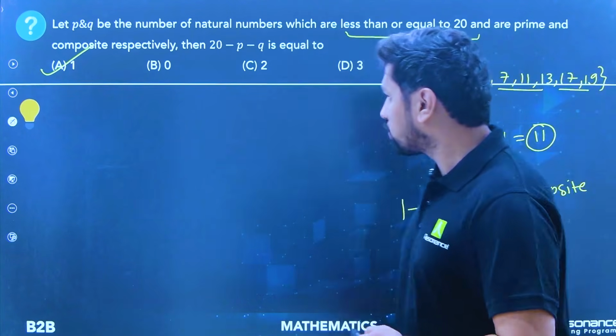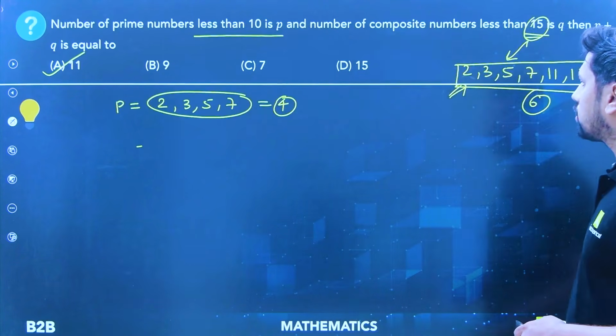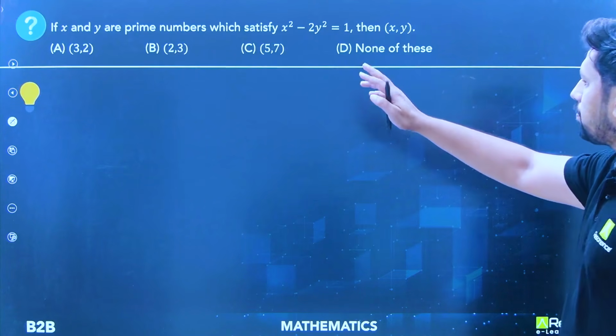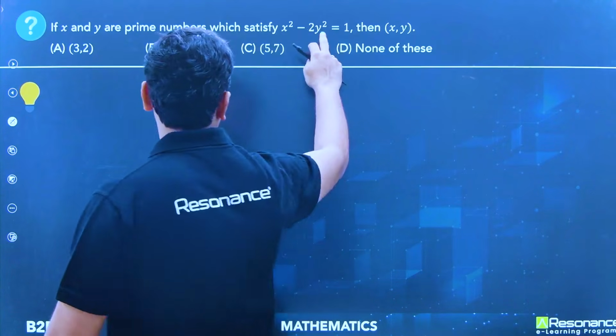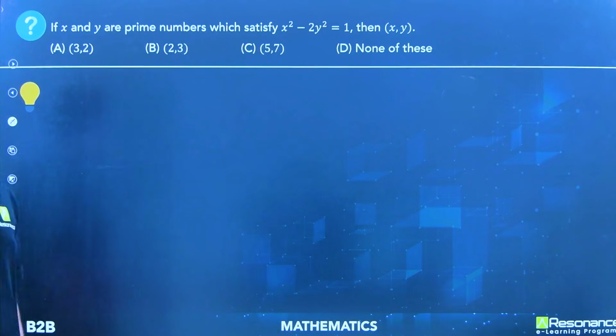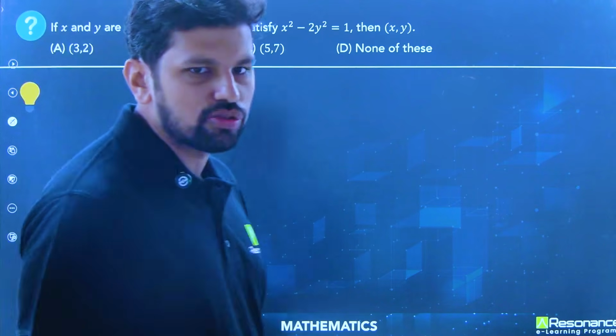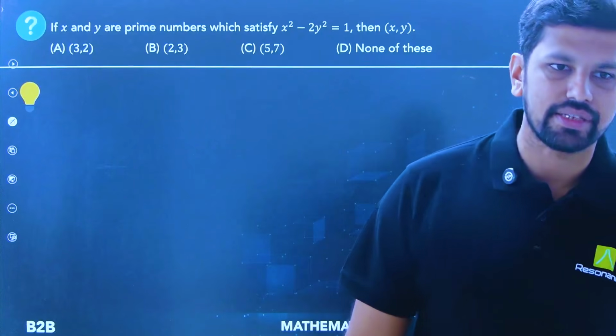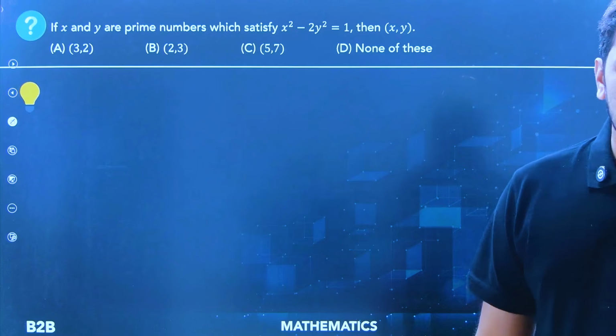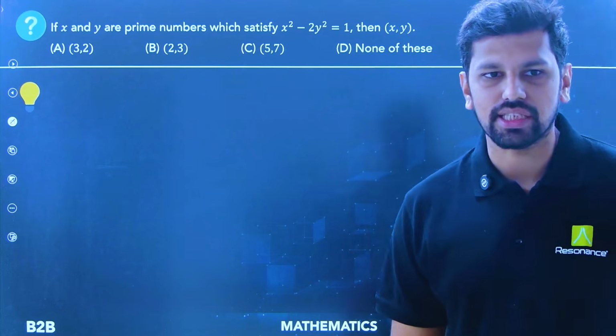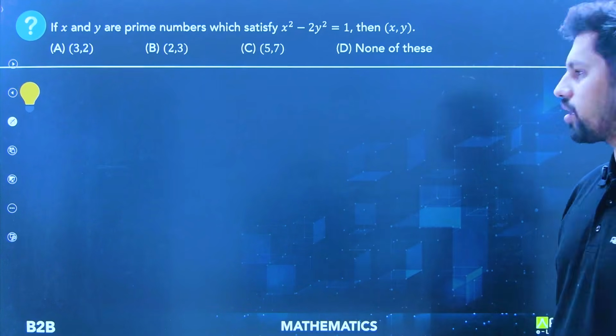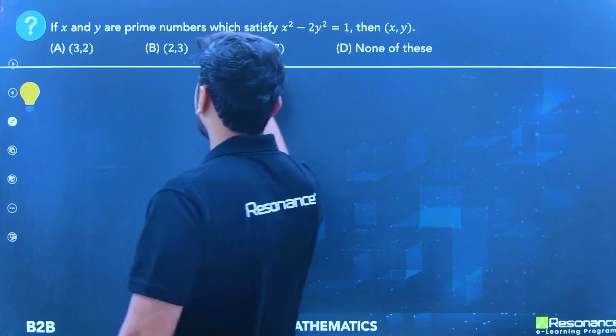So let's move on to the next one. Next one is x and y prime numbers satisfying x square minus 2y square equal to 1. We can just apply what? Dhanush, you have left 15 in that. That's why you are getting that answer. So we will just test the options.